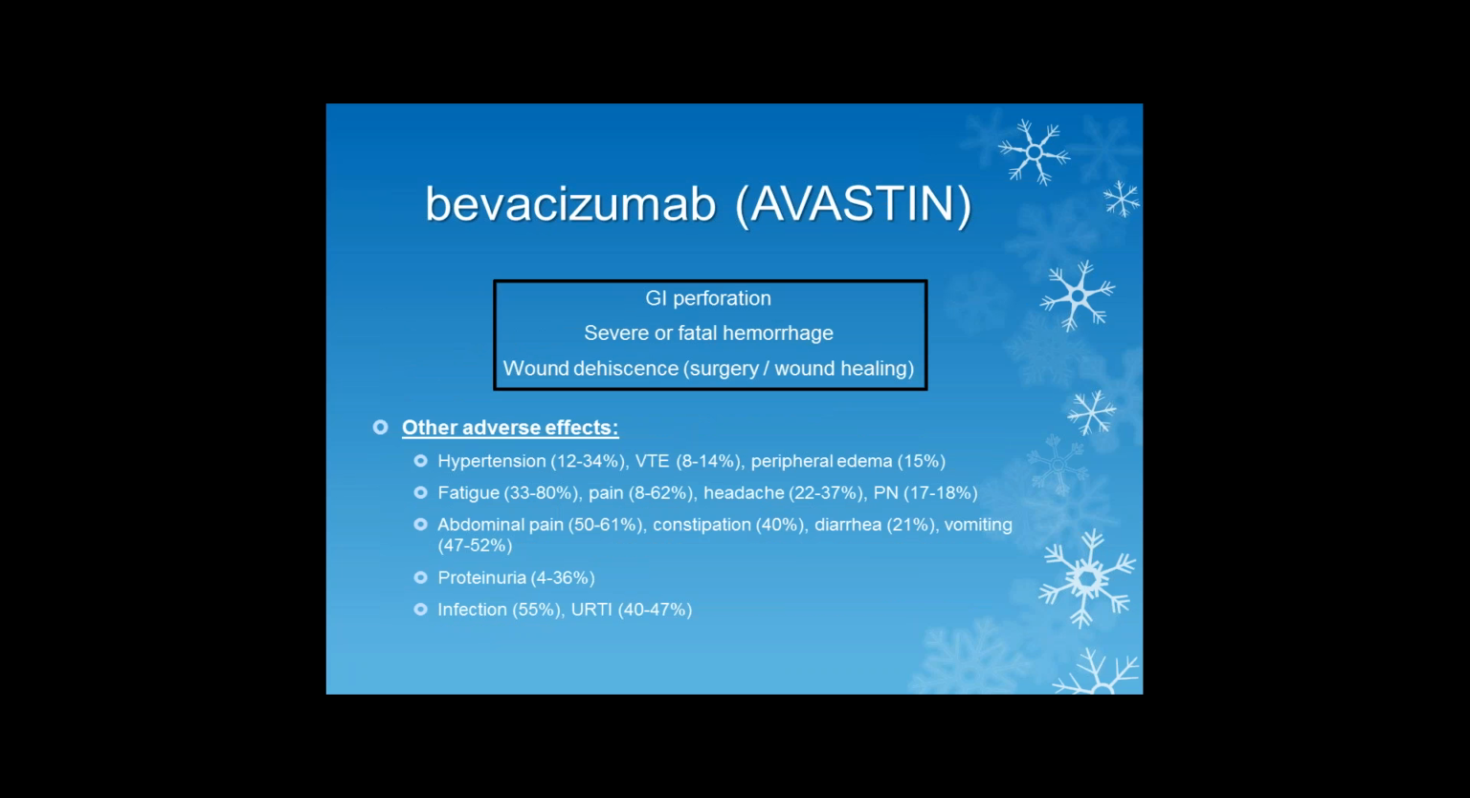Alright, so now to the adverse effects. It does have a couple of black box warnings associated with it. GI perforation is one, and it can occur in 0.3 to 3.2% of trial patients. If this were to occur, it can be fatal, and they say to permanently discontinue the drug. For severe fatal hemorrhage, because it's interfering with angiogenesis, it can manifest in hemoptysis, GI bleeds, central nervous system hemorrhages, vaginal bleeding. They've seen it pretty much everywhere.